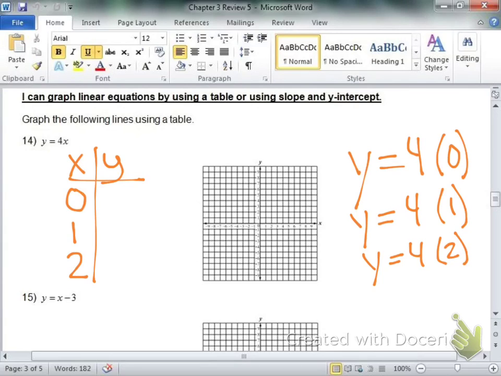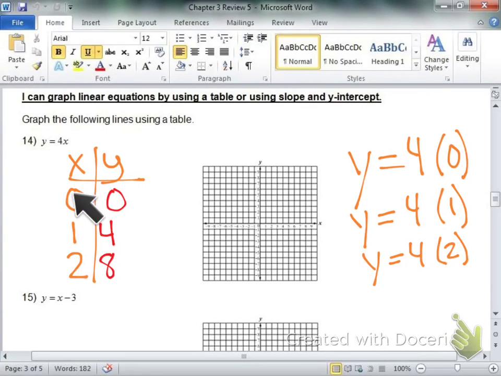Then you're doing the math. That'll give you your Y values. So what's 4 times 0? 0. So my first Y is a 0. When X is a 0, Y is a 0. When X is a 1, what does the Y equal? 4. When X is a 2, what does the Y equal? 8. 0, 4, and 8 are your Y's.